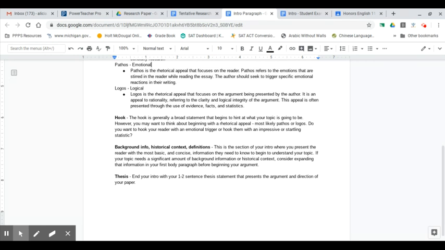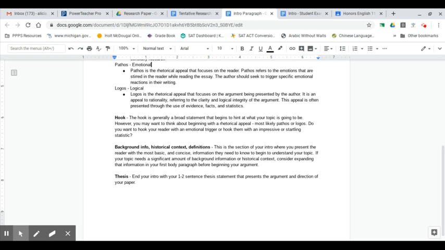Most likely pathos or logos. So do you want to hook the reader with an emotional trigger, and I'll show you an example, or hook them with an impressive or startling statistic? This kind of depends on your topic, and I'll show you two examples, one that uses pathos or emotion and one that uses logos or logic.